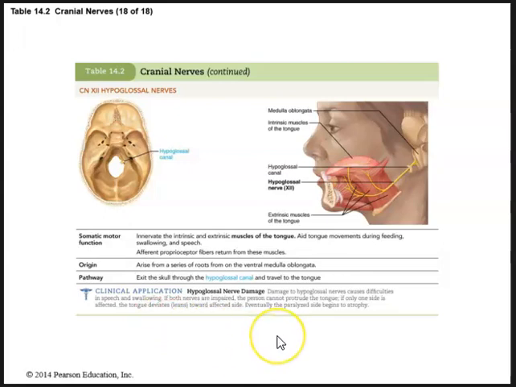If this nerve was impaired, the person could not protrude the tongue. If only one side is affected, the tongue will deviate toward the affected side. And then eventually that paralyzed side begins to atrophy.